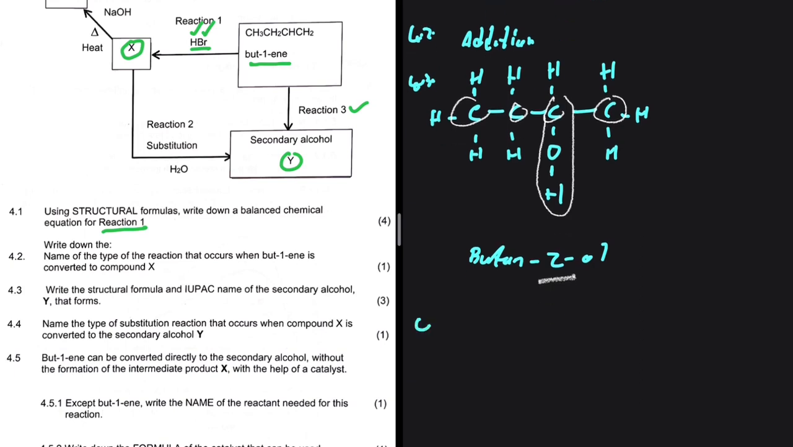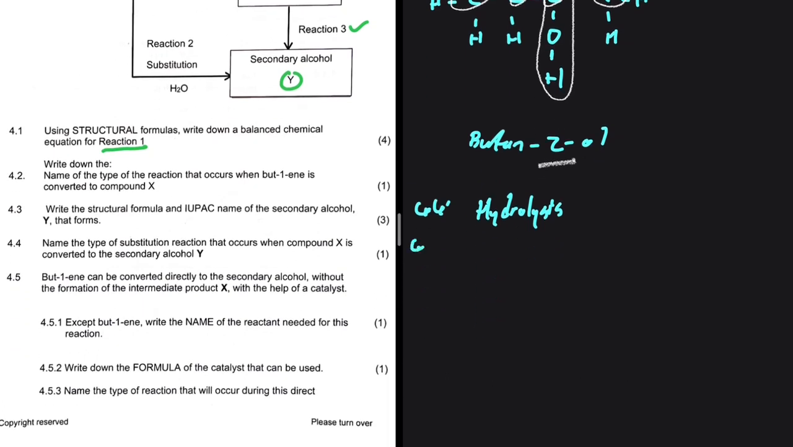Let's do 4.4. Name the type of substitution reaction that occurs when compound X is converted to the secondary alcohol Y. So there is only one substitution reaction that can give you an alcohol. It is hydrolysis. There is no other substitution reaction that leads to the formation of an alcohol. So without thinking very hard, we know that the answer is hydrolysis there. If your alcohol is formed through a substitution reaction, it is hydrolysis. If it is formed through an addition reaction, it is hydration.